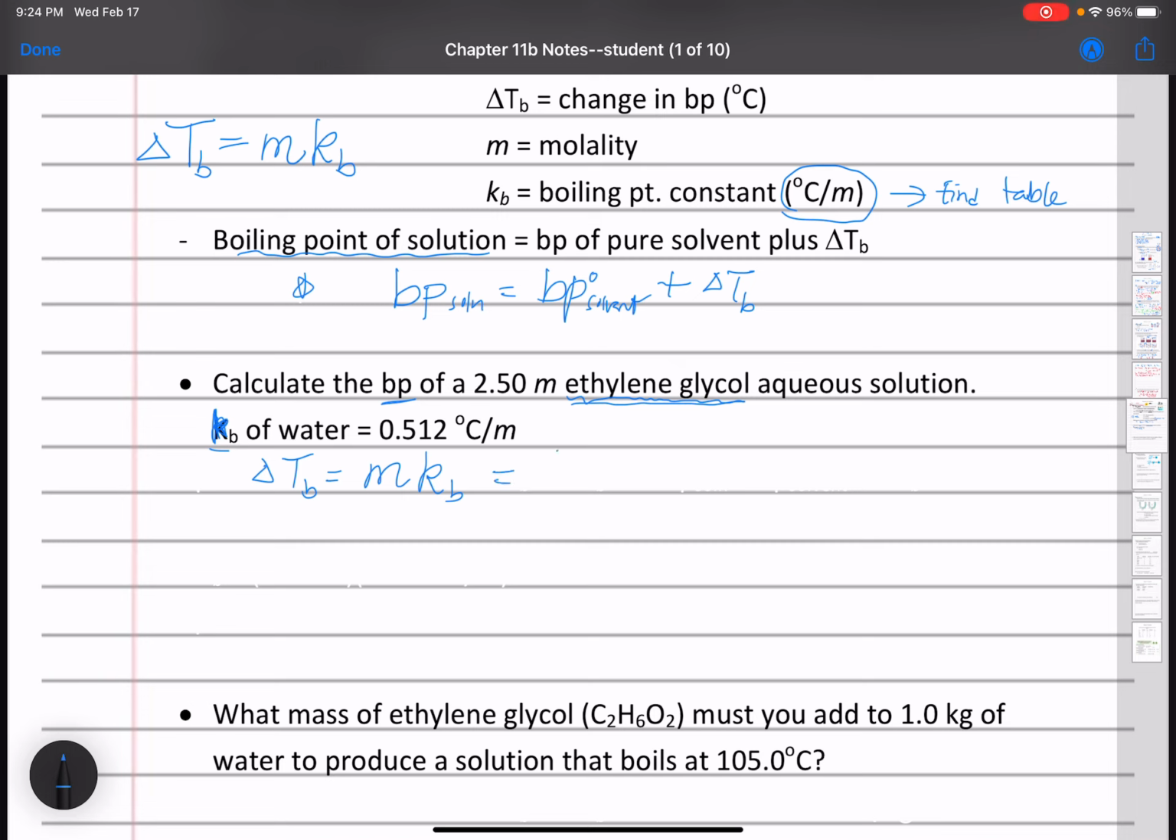So the change in boiling point is just the molality, 2.50 molal, times the boiling point constant, 0.512 degrees Celsius per molal, and that equals 1.28 degrees Celsius. So the boiling point of this solution is going to be the boiling point of, it's an aqueous solution, so the normal boiling point of water is 100 degrees Celsius, and we're now adding 1.28 degrees Celsius, so our new boiling point is 101, and we need it to be at 3 sig figs, so I'm going to round it here. 101 degrees Celsius. Boom.